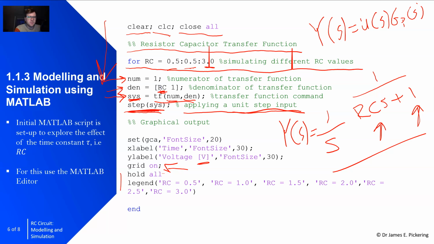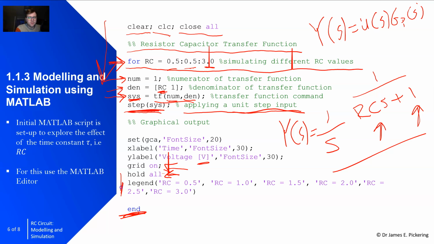Okay, here RC. And whenever you do one of these for commands here, you also need to include an end command. So for these 6 different values that I'm simulating through this transfer function, subject to the unit step input, that's effectively what I'm doing. I'm running 6 different simulations. That's why I've got this hold all command here, because what it does is it simulates 1, holds the result, simulates a second, holds the result, and then carries on to all 6 results.